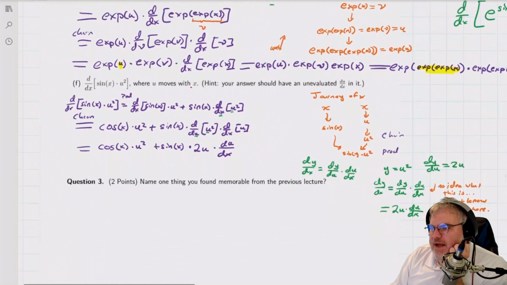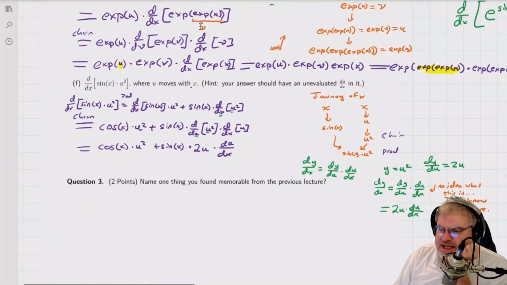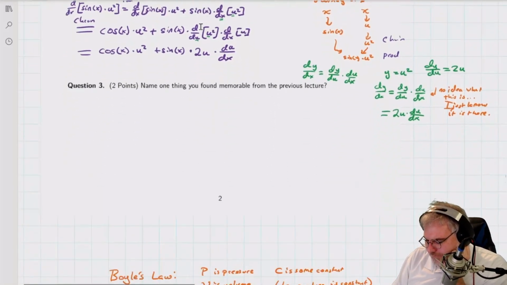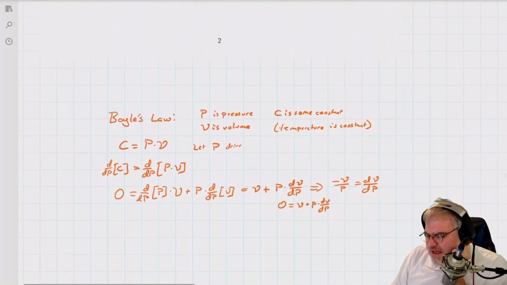One of the things I had about WebAssign is whenever they throw in an a, they don't tell you that the a is constant. They're just like, hey, it's an a. Of course it's constant, you know? And this is not an uncommon trick.